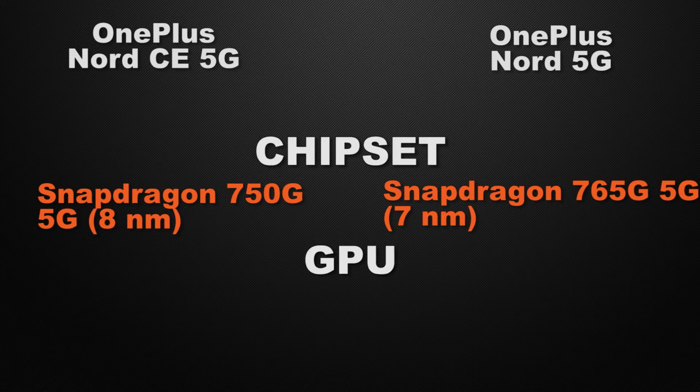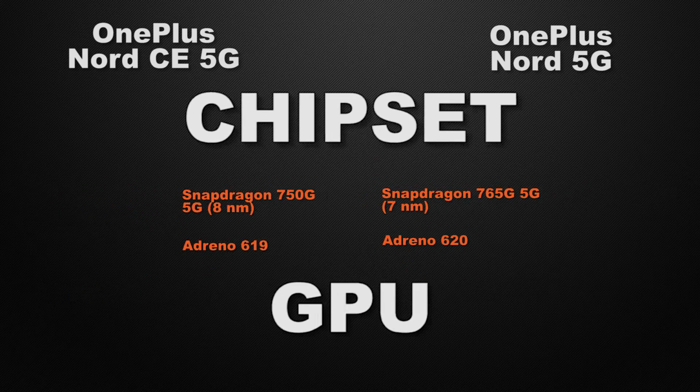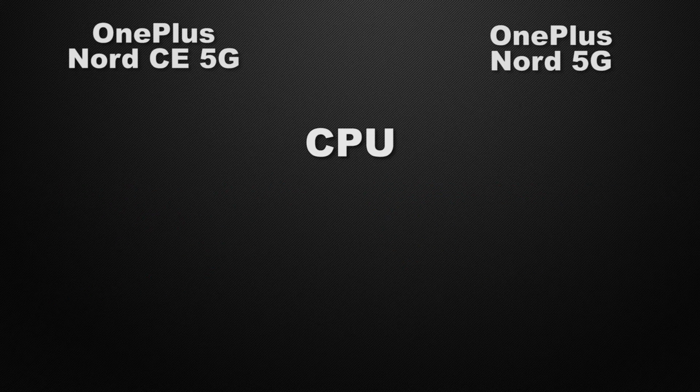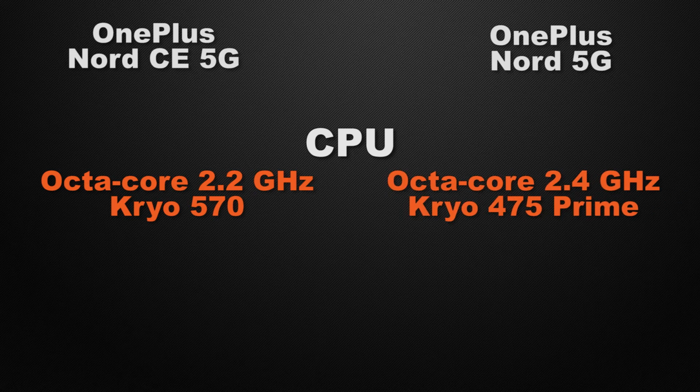And about the GPU of the devices, Nord CE is packed with Adreno 619, whereas Nord is packed with Adreno 620. So the winner here is Nord because it can give you more FPS in games. Let's talk about the clock speed of the devices. Nord CE can clock at 2.2 GHz based on octa-core Kryo chipset, whereas Nord can clock at 2.4 GHz based on octa-core Cortex chipset. So the winner here is Nord because it have faster clock speed.